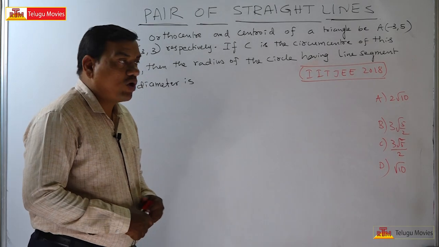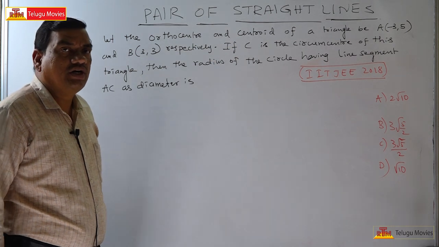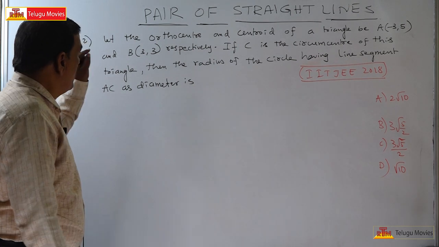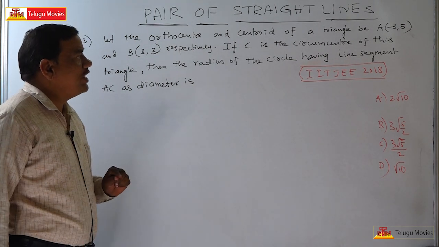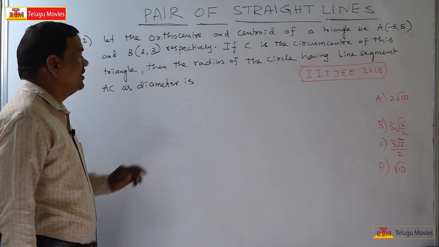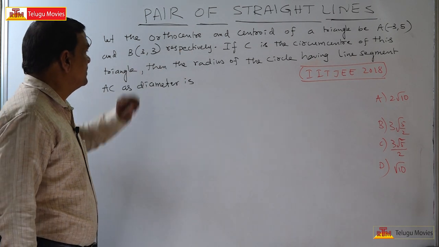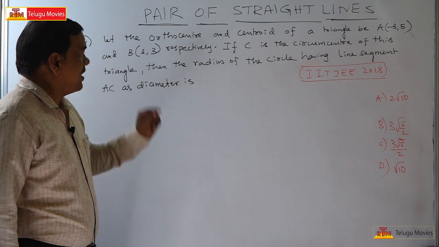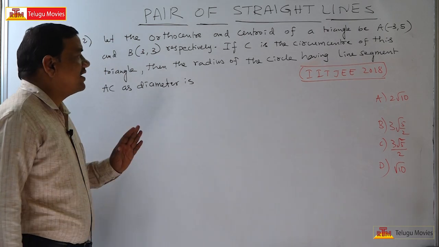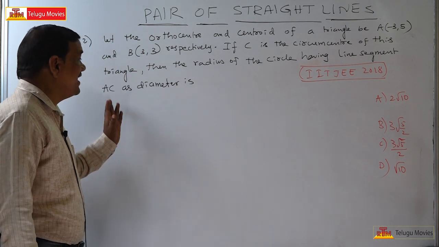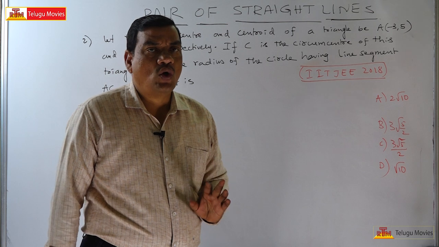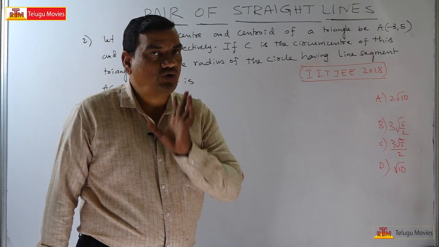Welcome to the second problem. This was also asked in the 2018 question paper. Let us see the question, a very, very easy question. Let the orthocenter and centroid of a triangle be A(-3, 5) and B(3, 3). The first one is the orthocenter, the second one is the centroid. If C is the circumcenter of this triangle, then find the radius of the circle having line segment AC as diameter. Very nice. If you want to solve this problem, you have to know one basic fundamental concept.